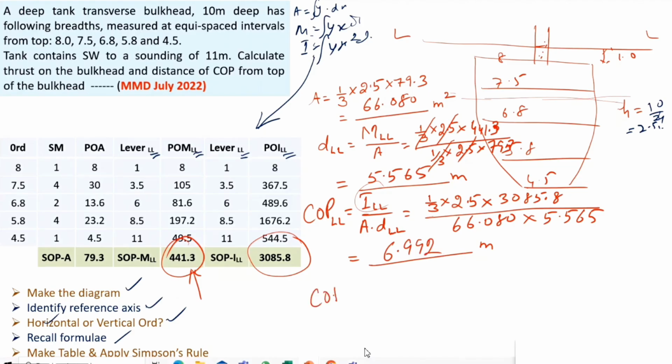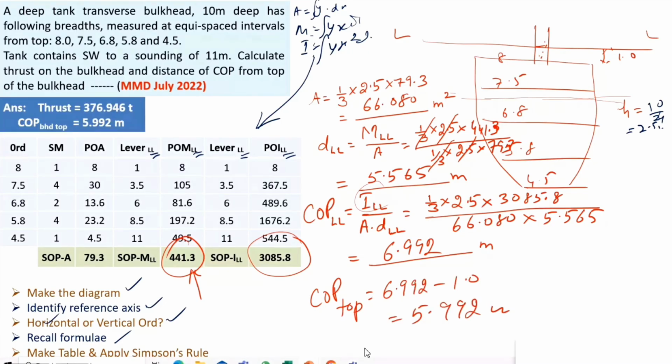So COP you want from the top of the bulkhead, so it will be 1 meter less. Am I right? Look at the diagram. 5.992 meters is the answer, which is already on the screen now.